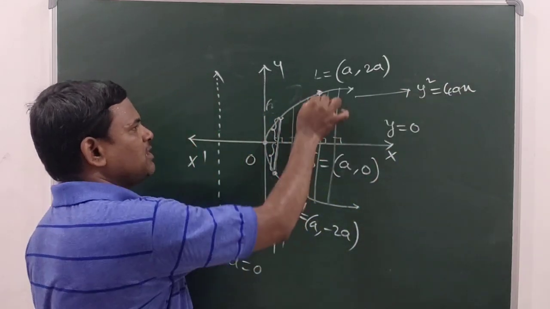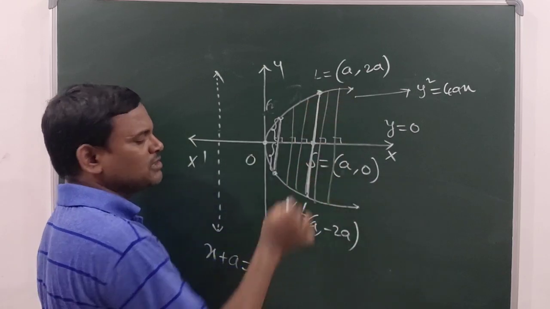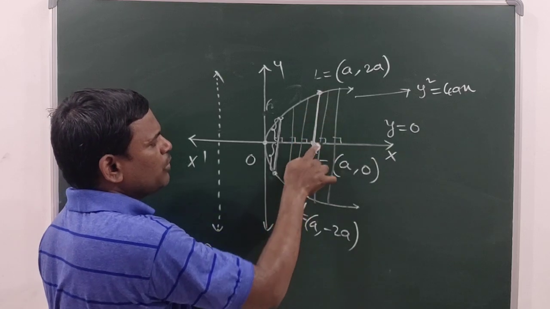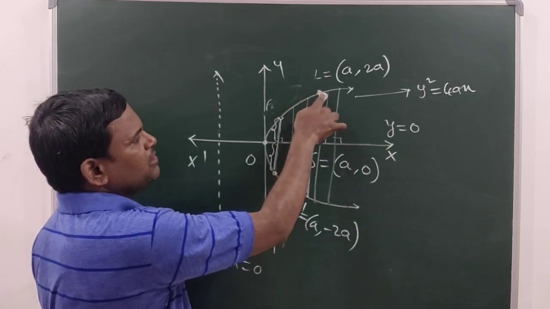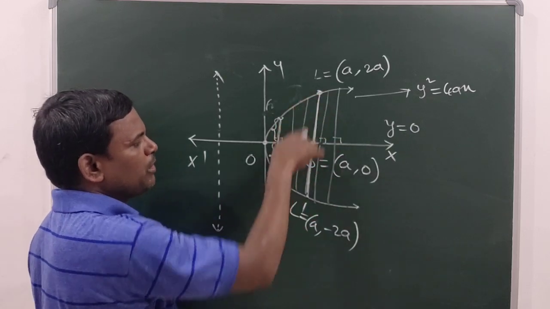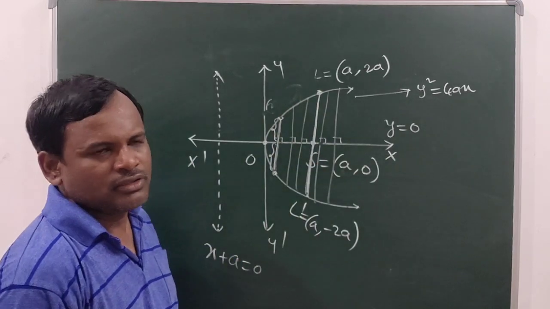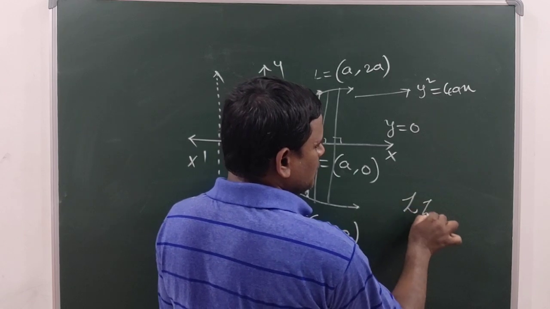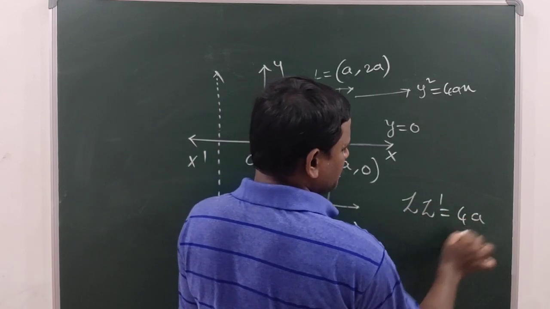If we measure the distance from L to L dash, we will get 4a, because here it is 2a and here it is 2a, 2a plus 2a, 4a. So the length of the latus rectum is 4a units.